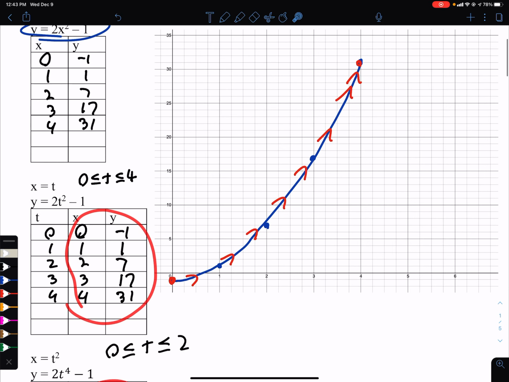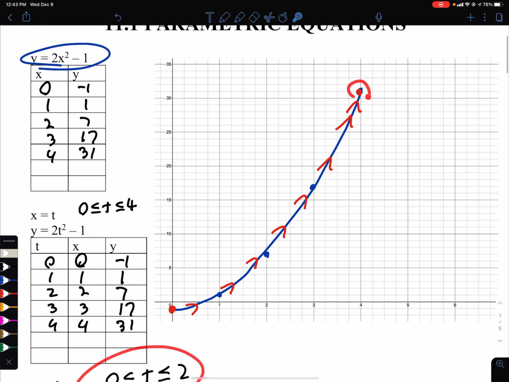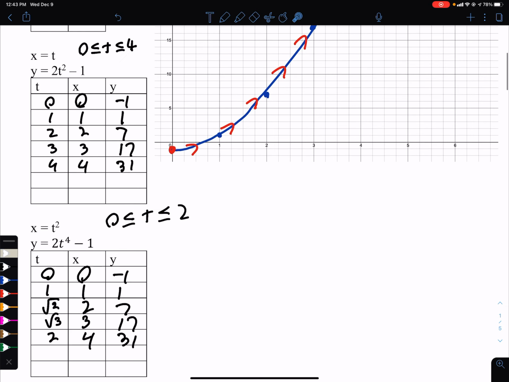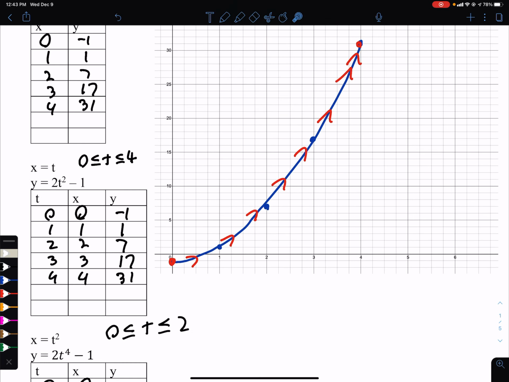You end up with the exact same graph again, except in this case, the time is 0 to 2. This is representing 2 seconds or minutes or hours. So even though you get the same graph, we have a different parameter, different time frame. So if you think about it, the velocity of the object would be faster here because it made it to the end in 2 units of time, where it took 4 here. So you're going to see that velocities and everything will be different, even though the graph looks the same.